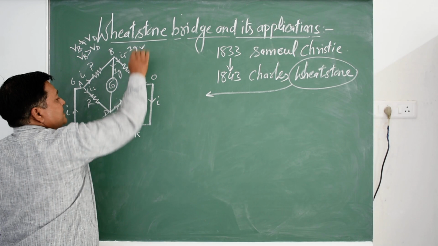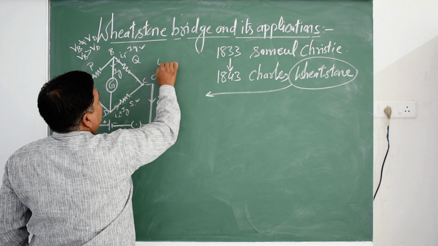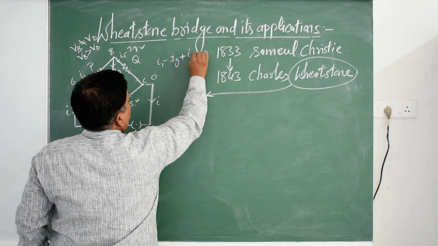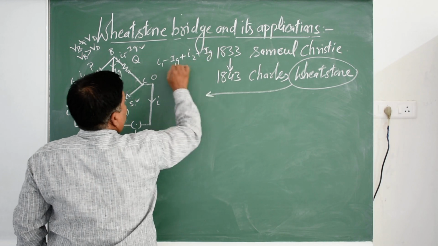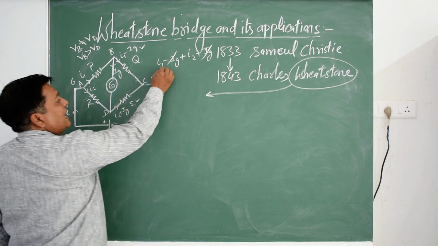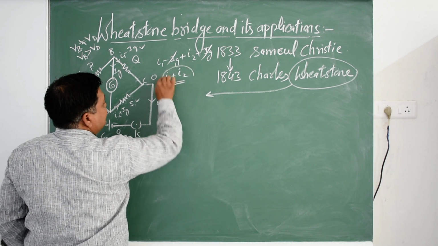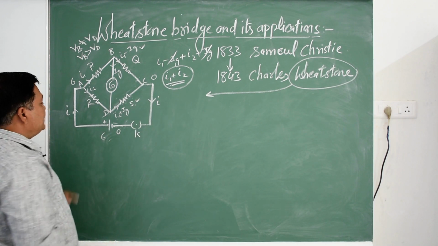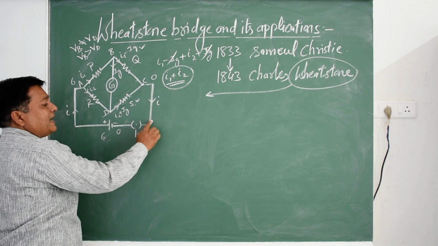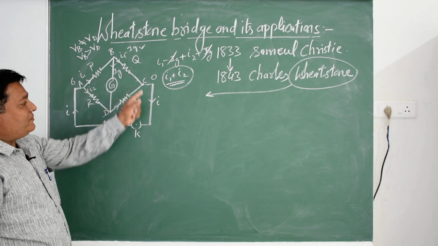If we add both these currents here at C, what do we find? I1 minus IG plus I2 plus IG, so minus and plus cancel. What is left? I1 plus I2. It means that the sum of the two currents I1 plus I2 is equal to I. So from C, the same current I will come back to the battery again. This is the distribution of current here.